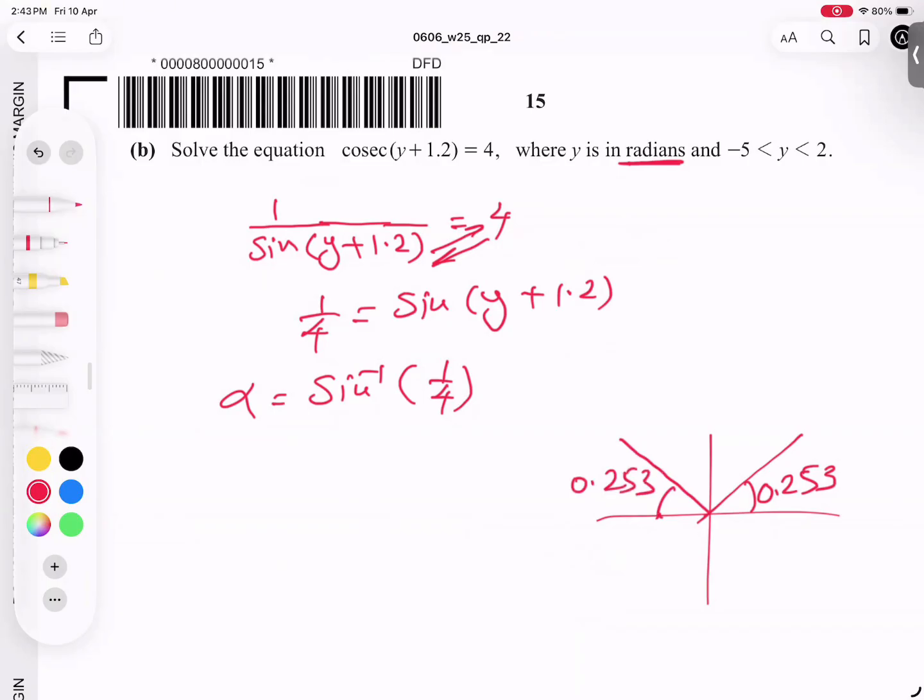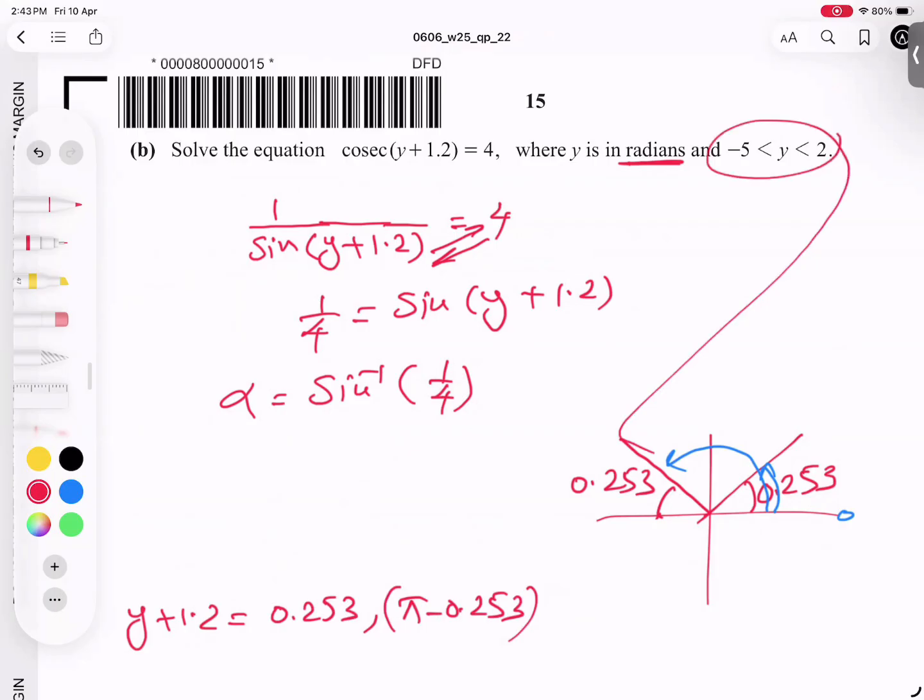Okay, now this is clear, students. After this, what is the way of writing? So my first answer is this, second answer is this. So I'm bringing this value back here. I'm writing y plus 1.2. It came from here. And now I'm writing the first answer is 0.253, and the second I'm getting is pi minus 0.253. I got two principal angles, but check it now here. Here we have a problem. This is a negative sign.